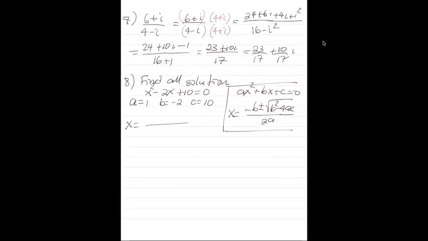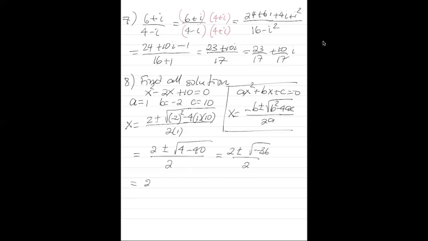So we substitute, and we have negative b, so that would be negative negative 2, plus or minus square root of negative 2 squared minus 4 times 1 times 10 over 2 times 1 equals 2 plus or minus square root of 4 minus 40 over 2. 2 plus or minus square root of negative 36 over 2. We know how to write square root of negative 36. That's going to be 6i over 2. Let's separate it and simplify. 1 plus or minus 3i. So we got two complex solutions for this equation.